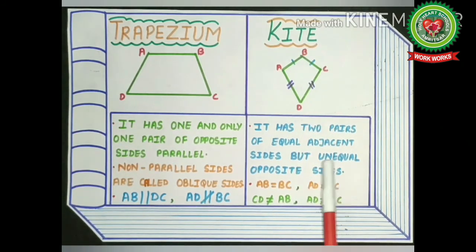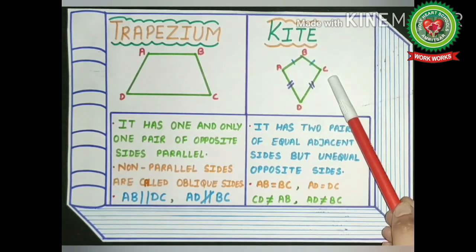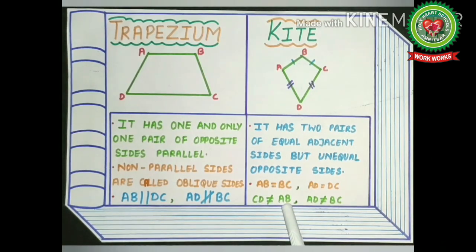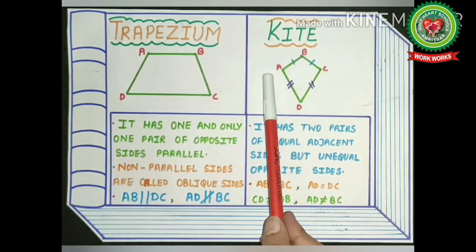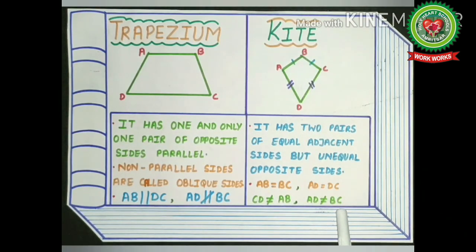But unequal opposite sides. So opposite sides AB, DC. So CD is not equal to AB. Second pair of opposite sides AD, BC. So AD is not equal to BC.